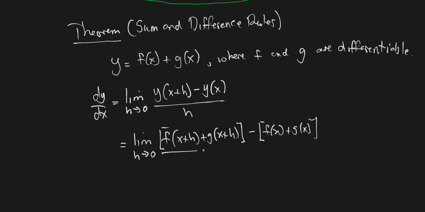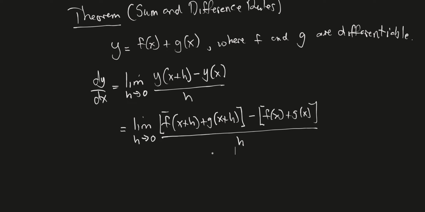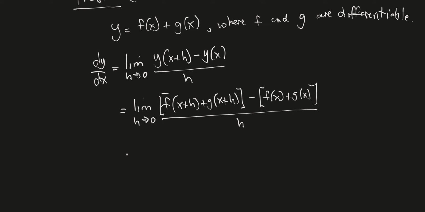And then this is all over h, right? Well, what can we do? This is where we'll do a little bit of algebra with fractions. I'm going to collect the terms in the numerator that have the f to them. So I notice there's an f of x plus h, and then there's a minus f of x. So I'm going to collect those together.